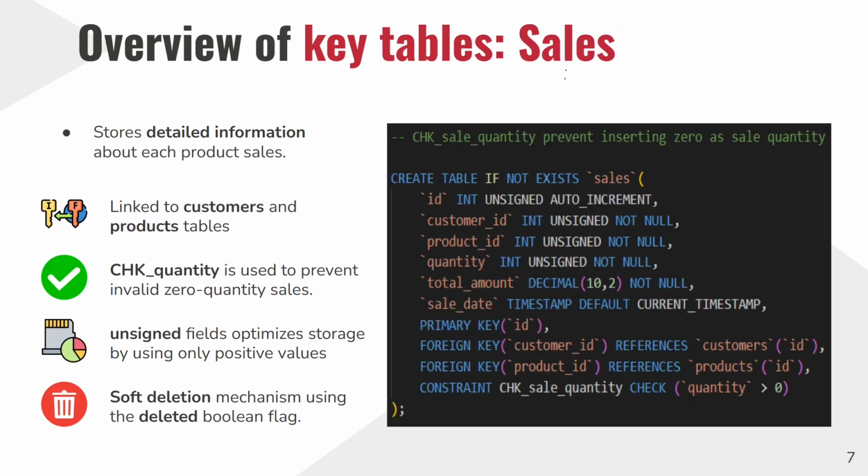Next, we have the sales table, which tracks customer transactions. It links each sale to a specific customer and product and stores the quantity, total amount, and sale date of that transaction. Just like the products table, we use the unsigned constraint in fields that only require positive values to reduce memory usage, and we also implemented the soft deletion mechanism to preserve historical data.